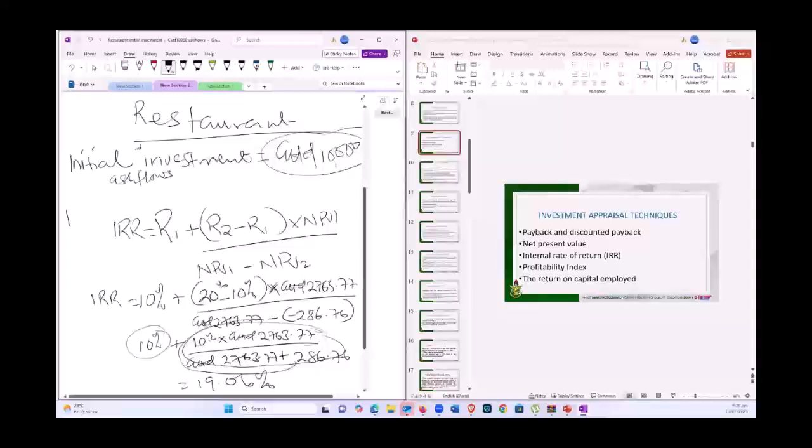2763.77. Once it's 10%, I can just cancel this and put the dot here. So 7, and then it will be 0.7. So it will be 27637.7 divided by 3050.53. Then whatever you get from this, you add it to 10. That's the R1.